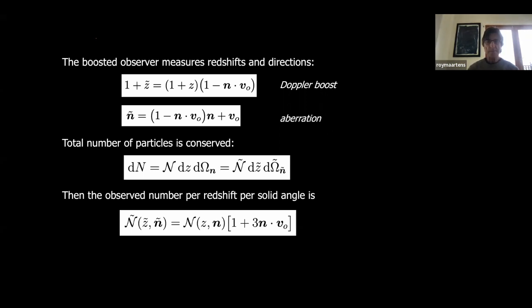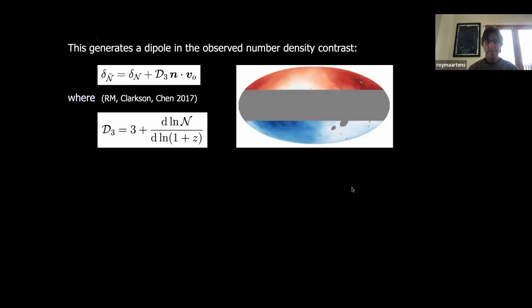And what does it tell us? Well, it generates a dipole, as I said, of D3, where D3 is given by 3 plus d log n over d log(1 plus z). This is to be compared with the CMB, where D3 doesn't exist. We can't do a three-dimensional thing in the case of the CMB. But if you just compare with the D2 of the CMB of 1, you can see this is more complicated.